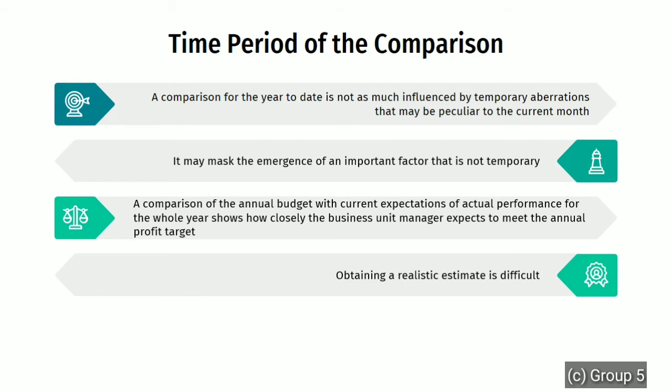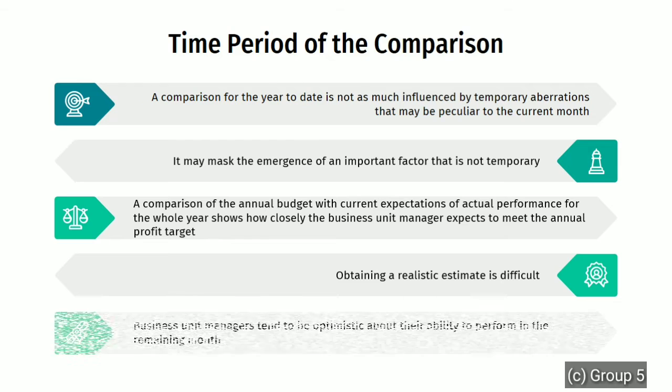Obtaining a realistic estimate is difficult. Business unit managers tend to be optimistic about their ability to perform in the remaining months, because if they are pessimistic, this casts doubt on their ability to manage. To some extent, this tendency can be overcome by placing the burden of proof on business unit managers to show that the current trends in value, margins, and costs are not going to continue.